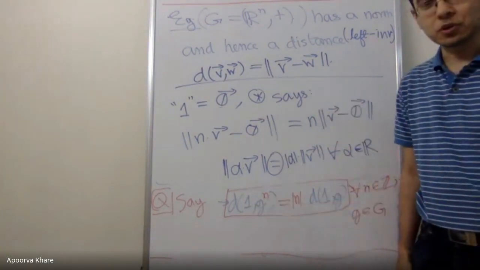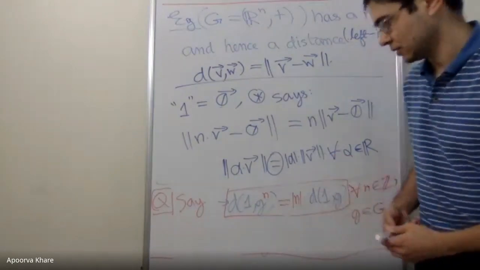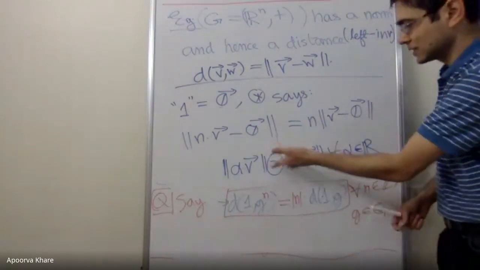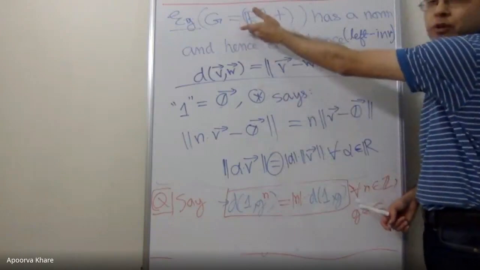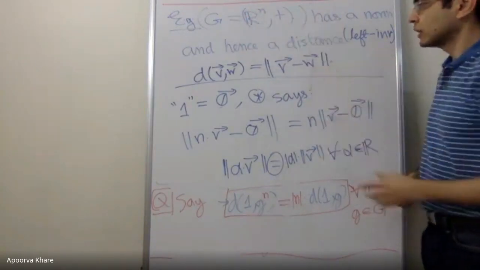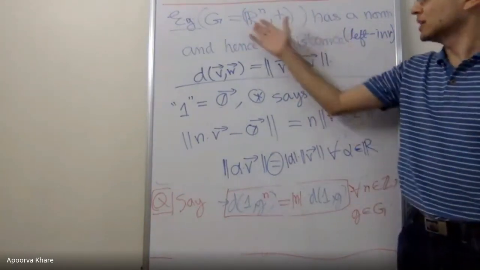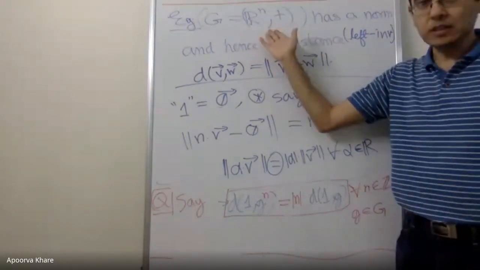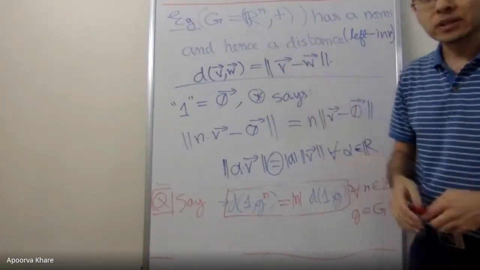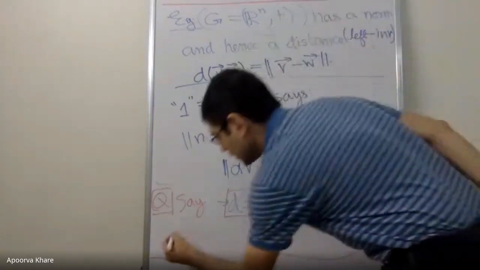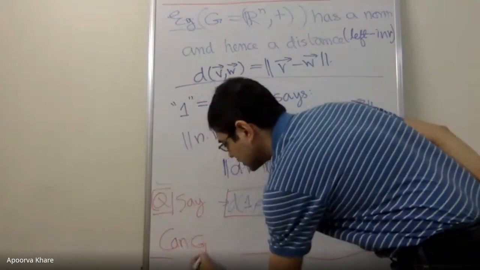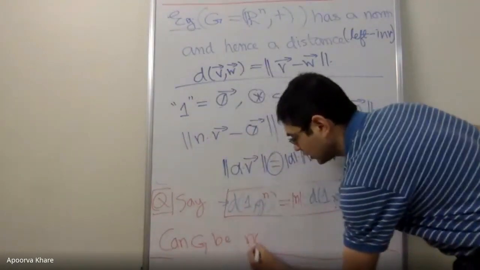What can you say about the group? Do such things exist? Of course such things exist, because we just saw an example: clearly abelian groups exist, for example these R^n Euclidean spaces. The question is, do non-abelian groups exist? Can G be non-abelian?